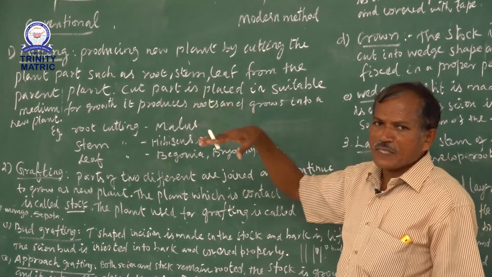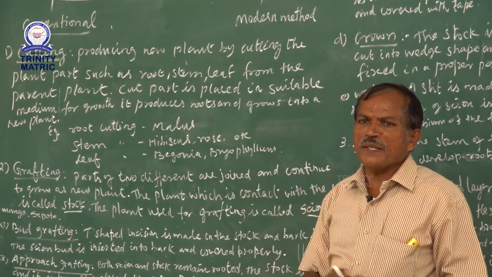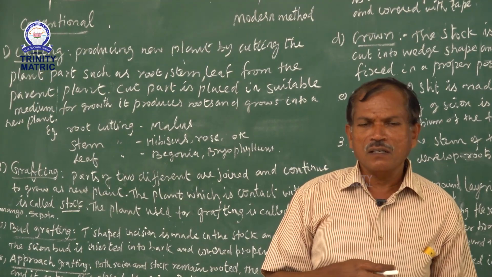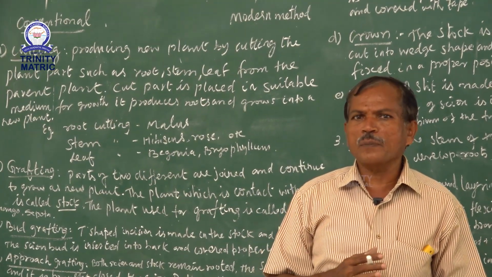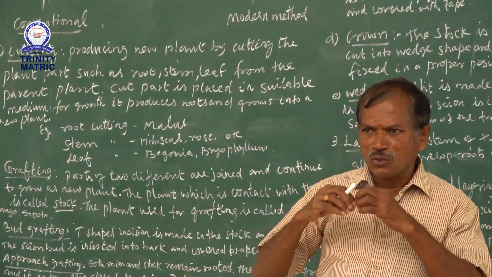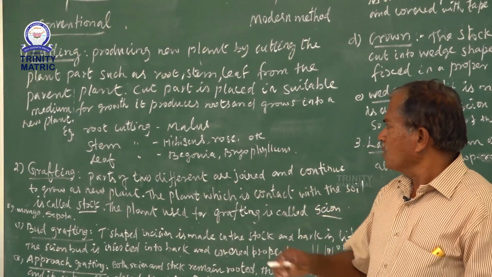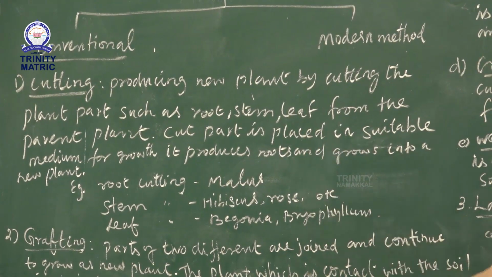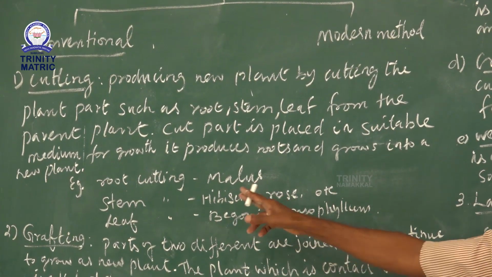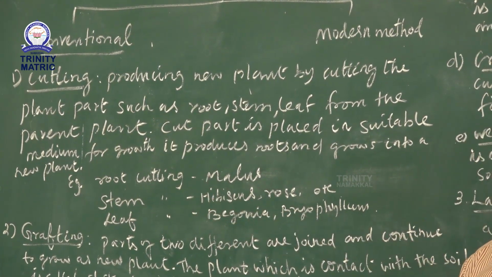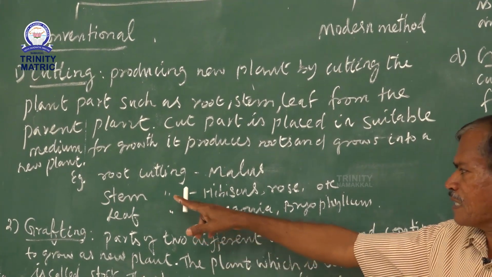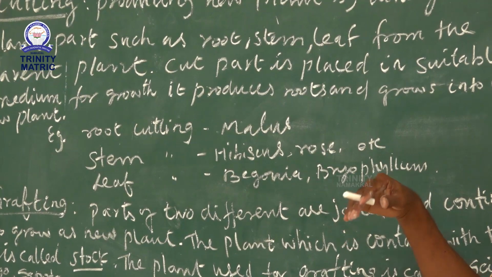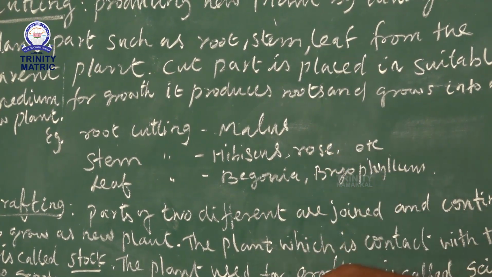The cut part is placed in a suitable medium. A suitable medium means a suitable condition, such as soil or other places. That plant then grows into a new one. It produces roots at the cut region and grows into a new plant. For example, root cutting: Malus, which means an apple tree. And stem cutting: hibiscus, rose, chapota, mango. These are examples of stem cutting.